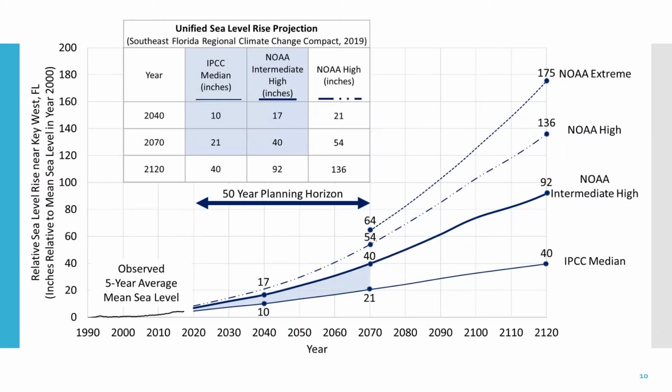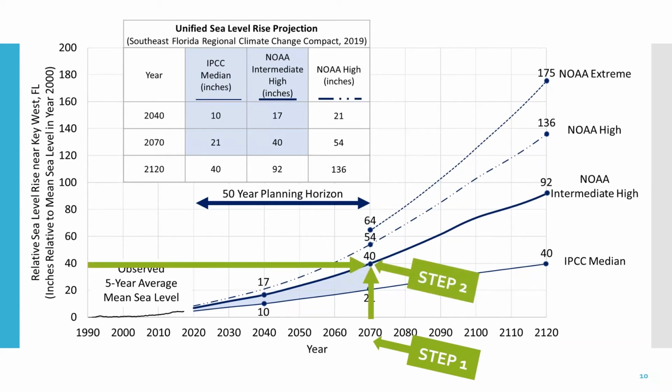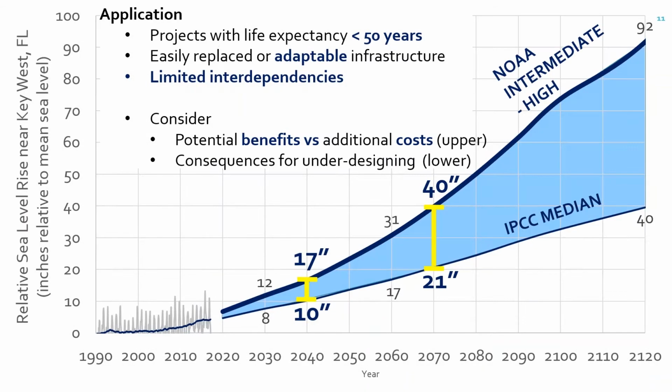To determine sea level rise for a given year, look at the year of interest on the x-axis. This could be an event date, the date of construction, or the end of life for the structure, remember 50 years from the day it was built, or the end of your planning horizon. If you're making a plan for 20 years, it would be the end of your 20-year planning horizon. Then you go across to find the relative sea level rise on the y-axis for the curve that is relevant to your project.